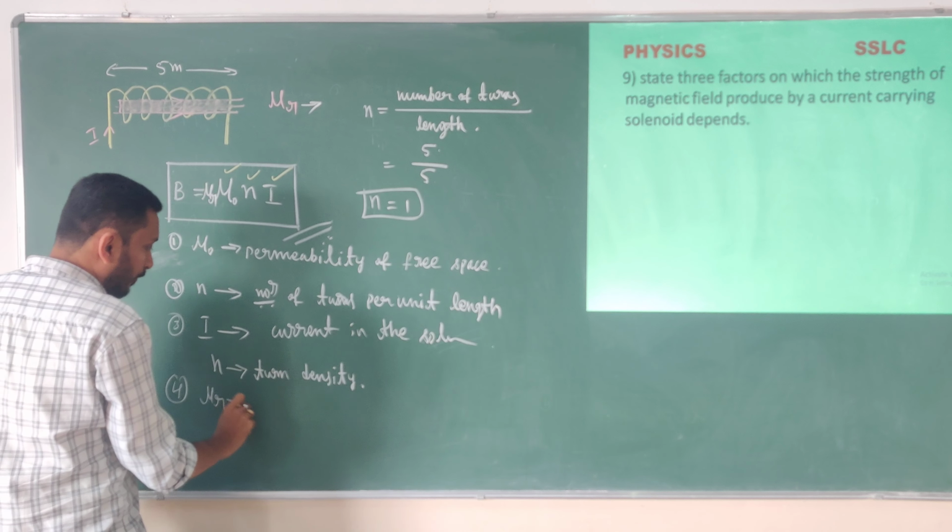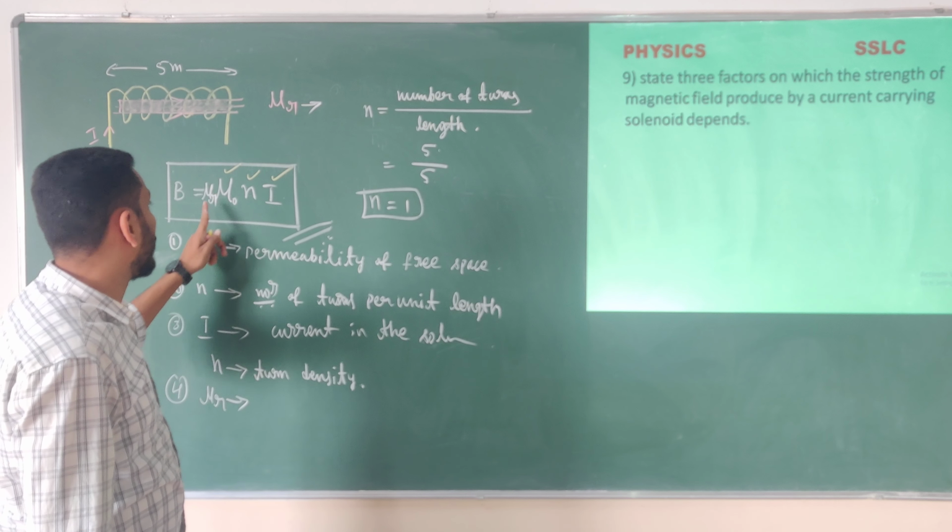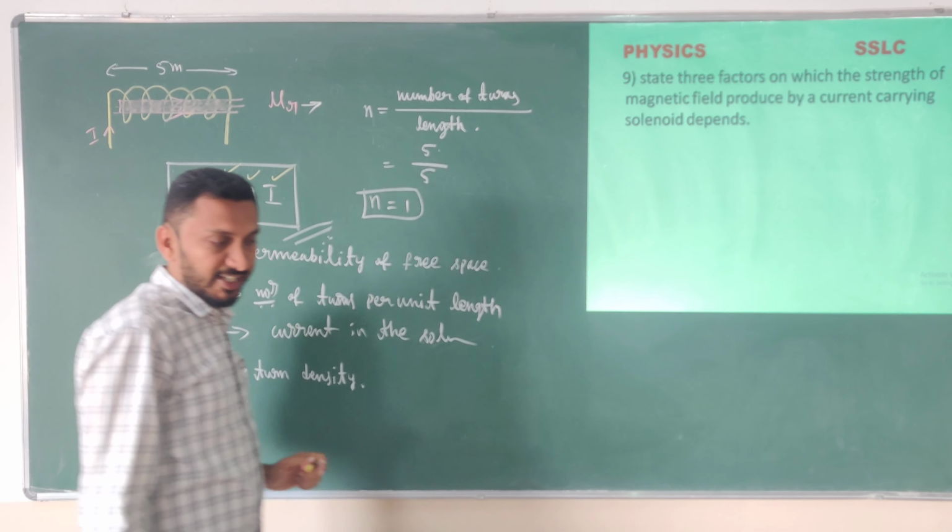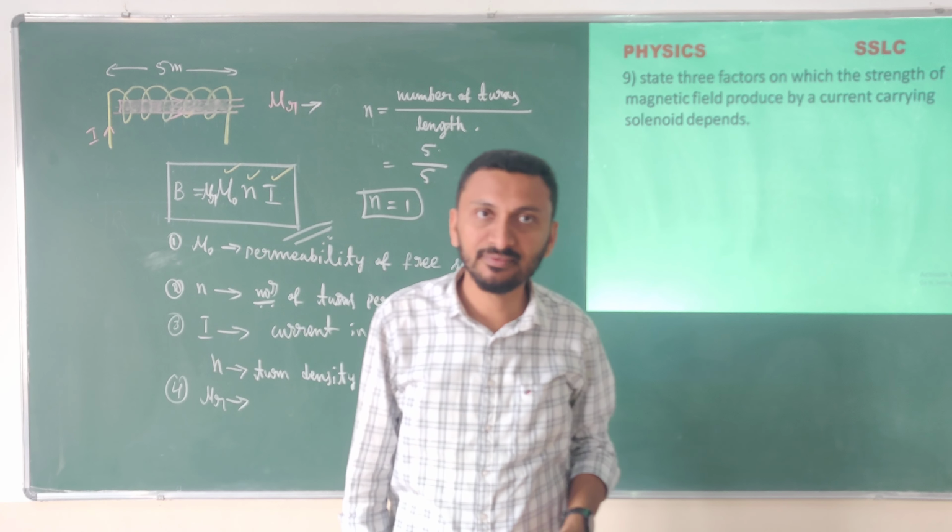If you go for the fourth point, it also depends on mu r, that is magnetic relative permeability. Got it? Thank you.